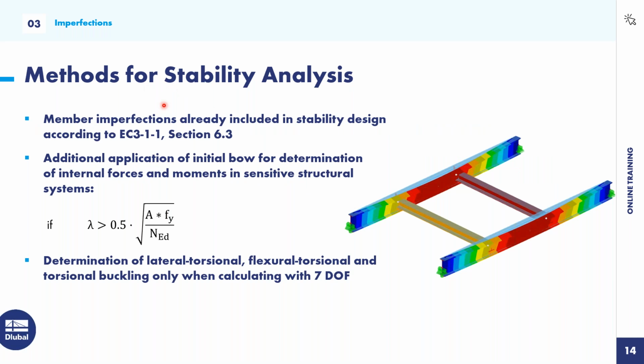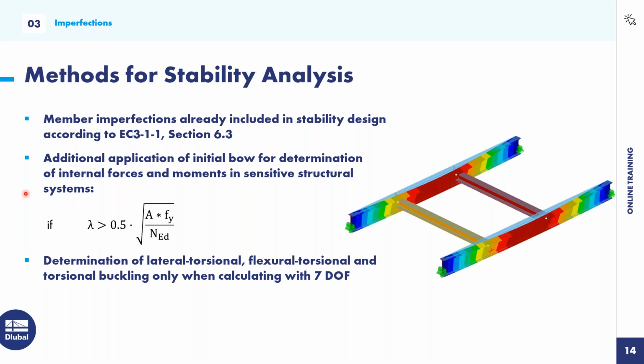So, what do we need to consider else? The member imperfections are already included in the stability design according to Eurocode 3. And when I also want to consider additional applications of initial bow, you have to determine it for internal forces and moments in sensitive structural systems. So there you have to consider these things. But normally it's not necessary. Only when you have this sensitive structural system, then you have to consider these things. And here it's a kind of condition for that.